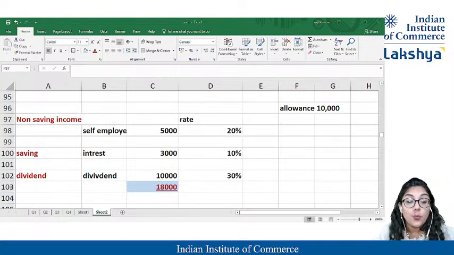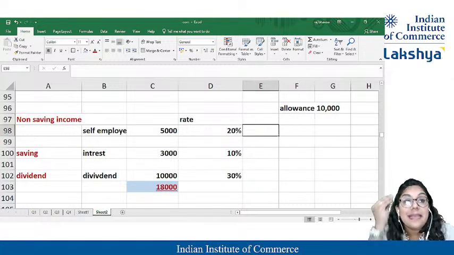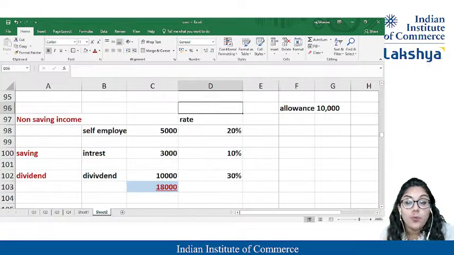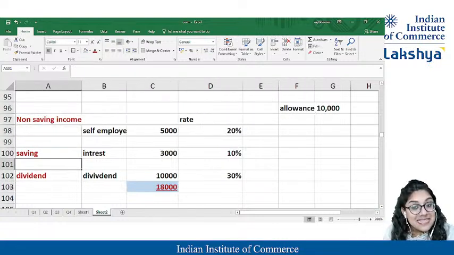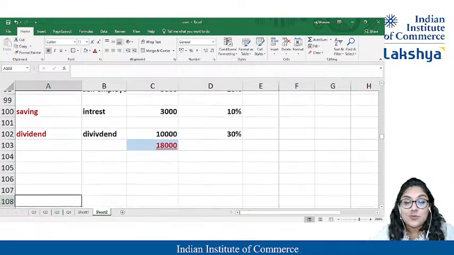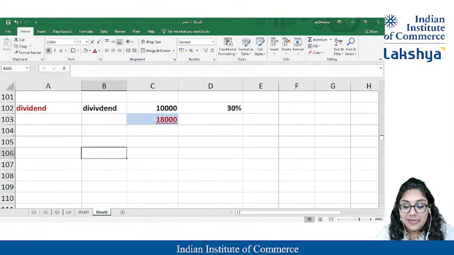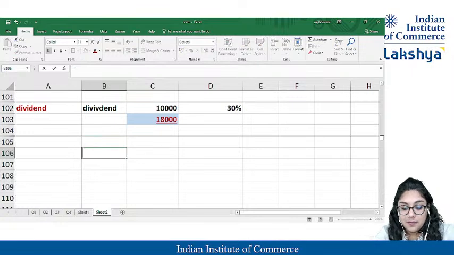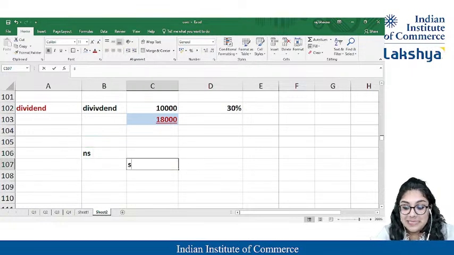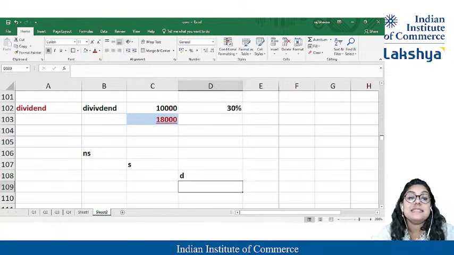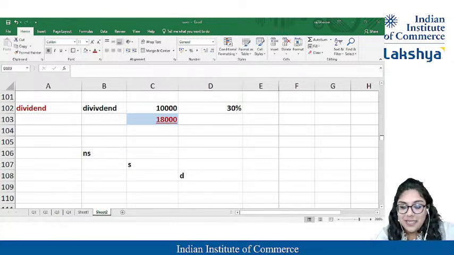Guys, a big no. Why? Whenever I am having any reliefs or any allowances, the hierarchy should go like this: first I need to allow in front of non-savings, then savings, and then dividends. So students, this is one hierarchy, that is basically NS, non-savings, then savings, then dividend. This is the hierarchy which should flow. So that becomes important.